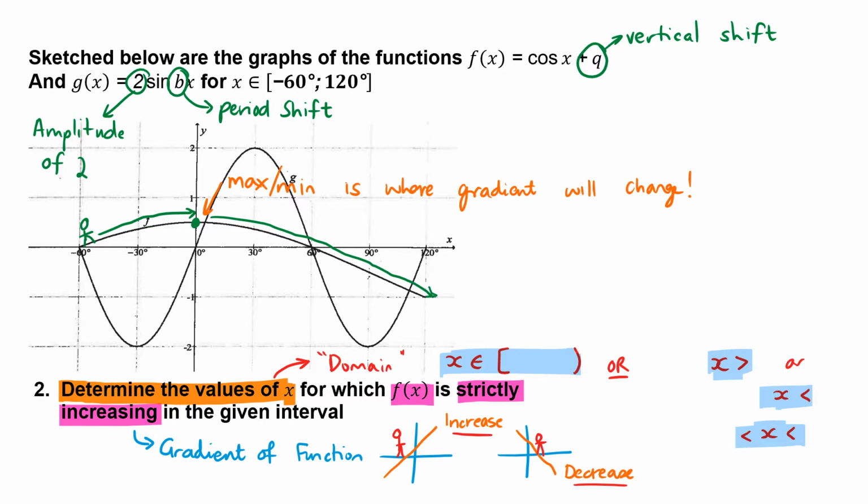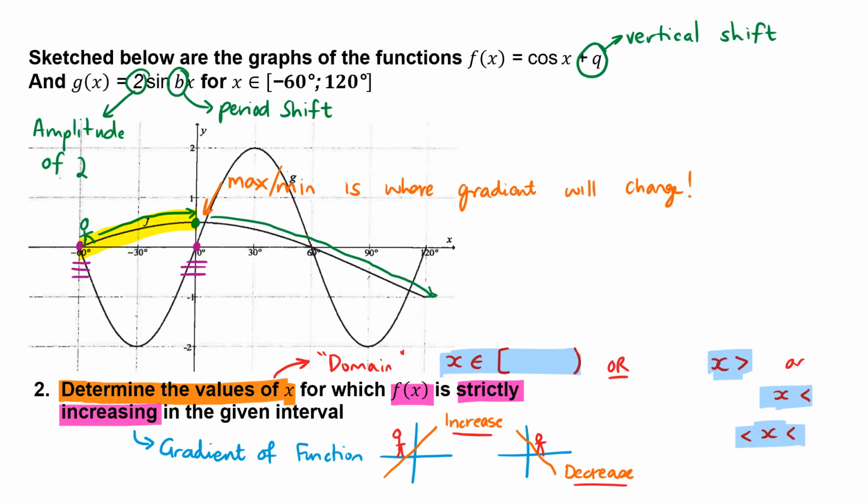And so from this, the question asks, when is it increasing? Well, it's only increasing from there to there. And afterwards, it begins decreasing. So we need to know, what are the values of x from there to there? Well, you can see it's from negative 60 to 0.